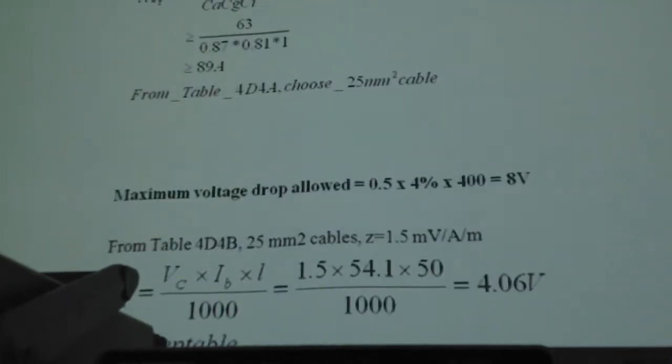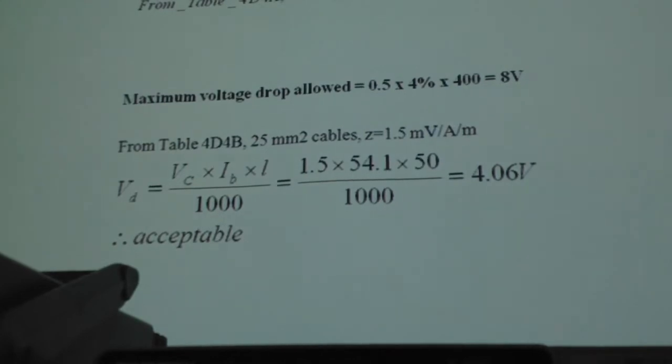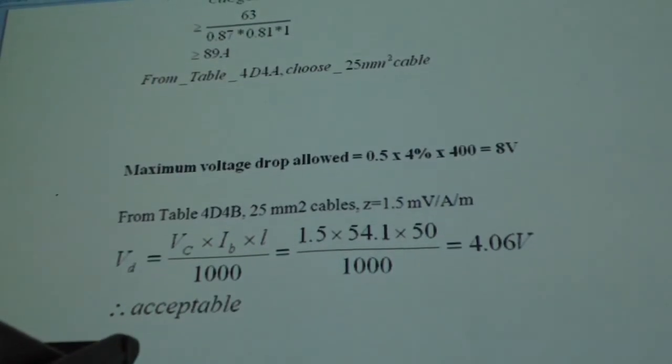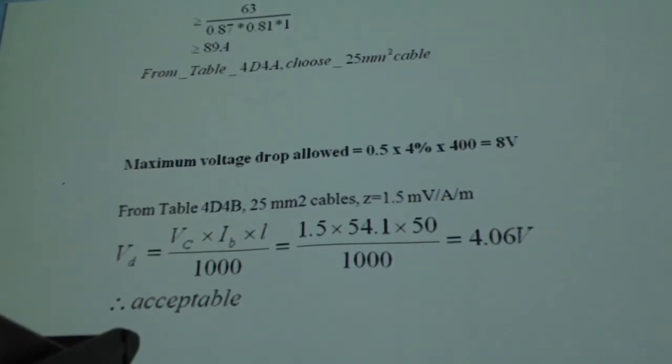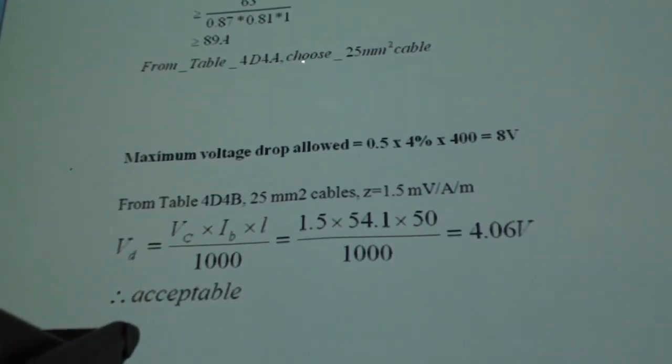That's why if you write down where you get the answer from, you also remind yourself not to choose wrongly. If you write it down as multi-core armor cable and you go to 4D1A, you realize this is wrong. So you have to go to 4D4A and choose the cable size, which is 25 millimeters squared.